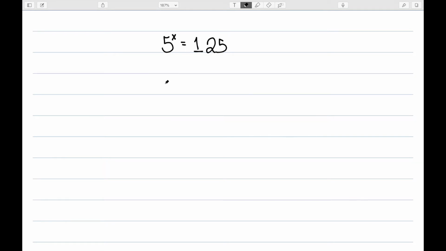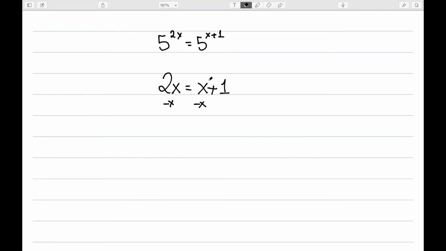Here I have 5 to the x equal to 125. Well, we can rewrite 125 as 5 cubed. So we have x equal to 3. Making it slightly more complicated, 5 to the 2x equal to 5 to the x plus 1. Here we have 2x equal to x plus 1. And then we can solve. Subtracting x from both sides gives me x equal to 1. So I have my solution.